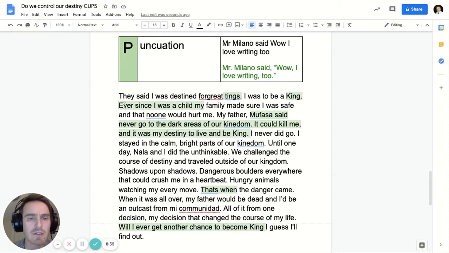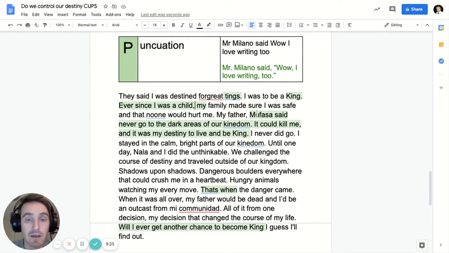"Ever since I was a child, my family..." This is one of those instances where you need a comma. "Ever since I was a child, my family made sure." There's a pause there, so make sure you're putting in commas when it's applicable and when there's a pause and a break in your writing.